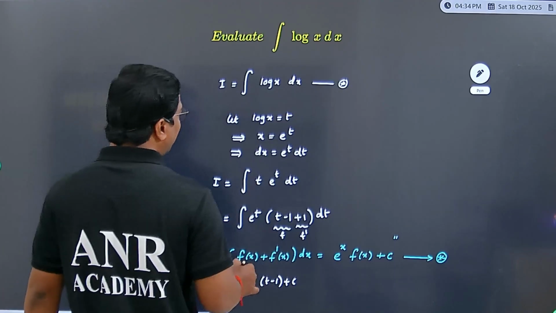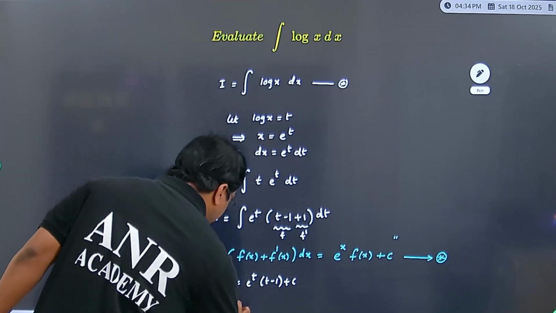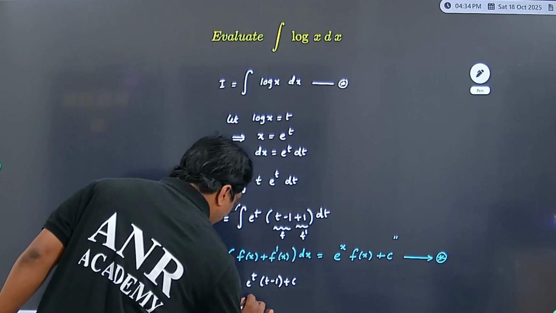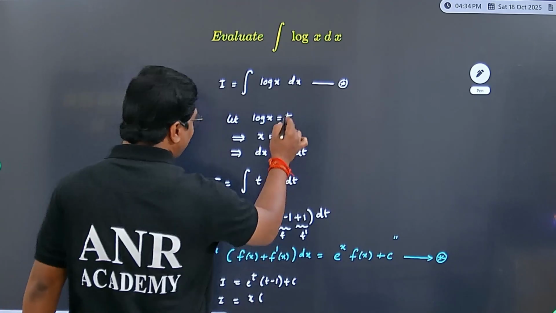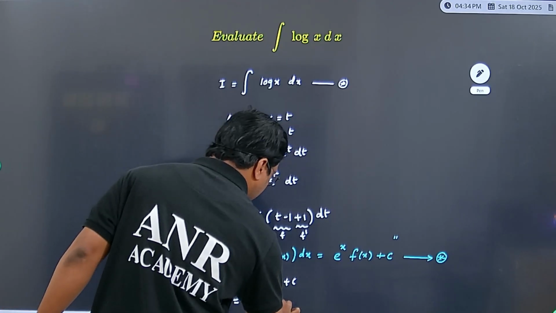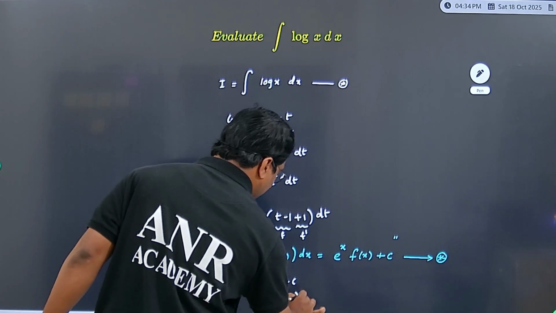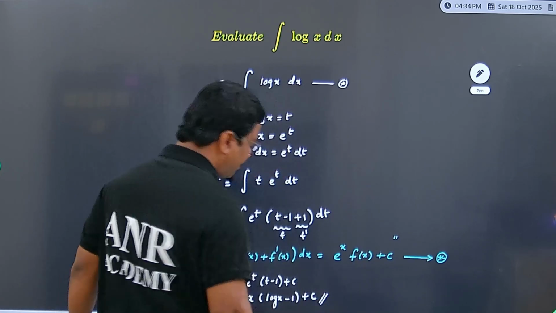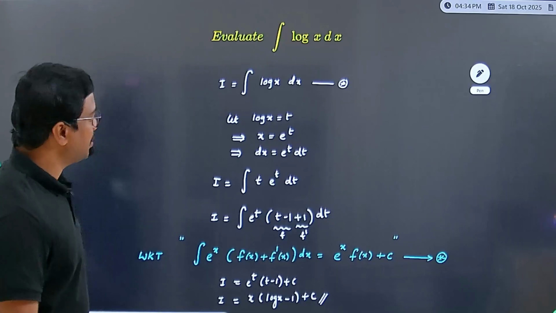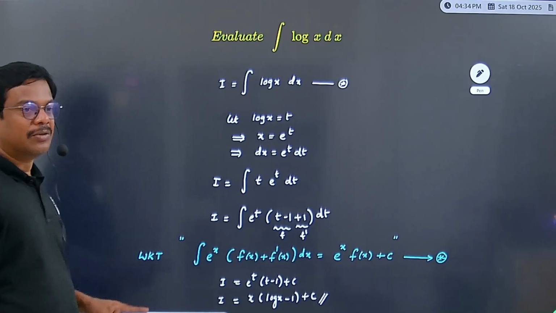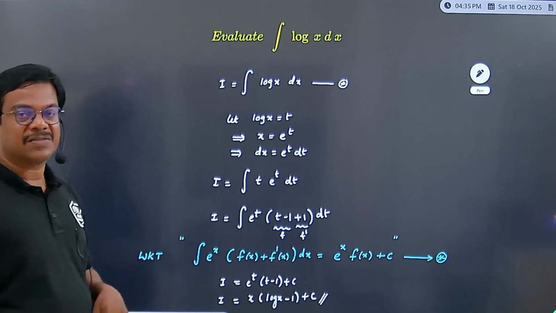But what is e power t? E power t is x. Therefore x into, what is the value of t? Log x minus 1 plus c. So this is your answer, x into log x minus 1 plus c.